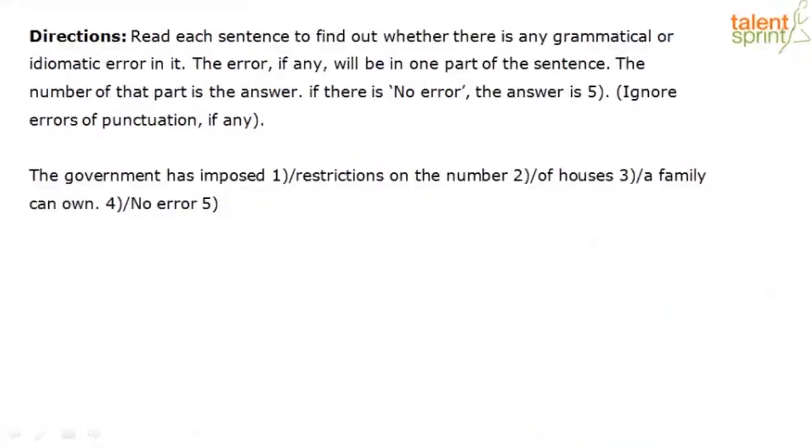The government has imposed restrictions on the number of houses a family can own. The government has done what? Has imposed. Present perfect tense, restrictions on what? The number of houses a family can own. So the sentence as such, even if you break it down, there is no error in particular that you can spot or identify. Restrictions on, correct collocation, the number of houses, correct phrase, a family can own. So everything is fine. Has imposed also is fine because it's talking about an action that started sometime in the past and has relevance to the present.